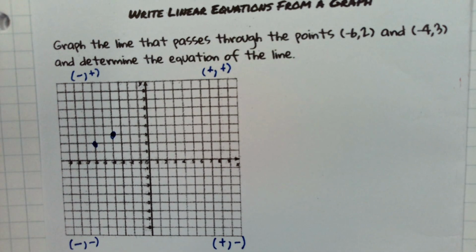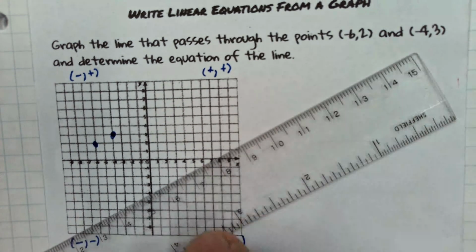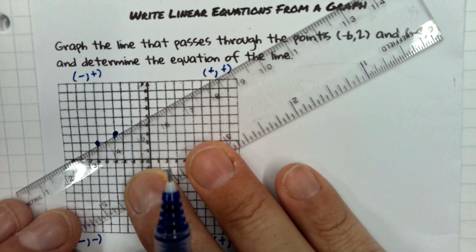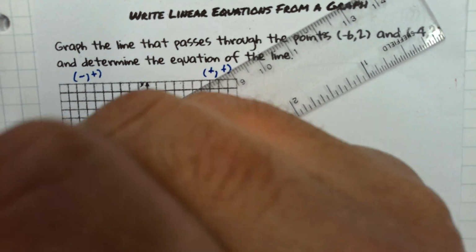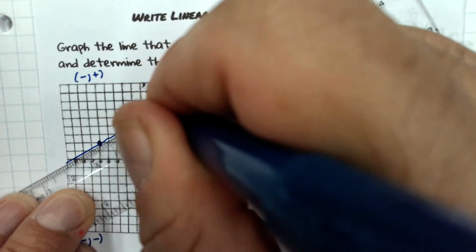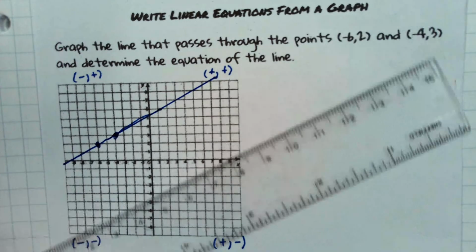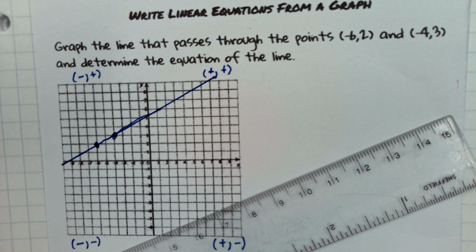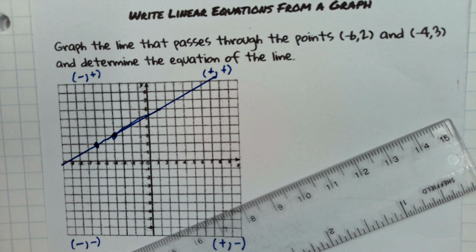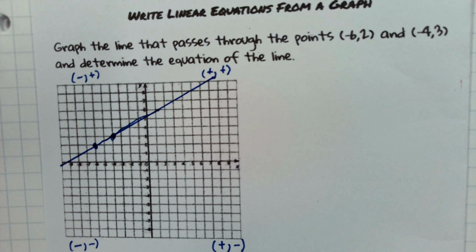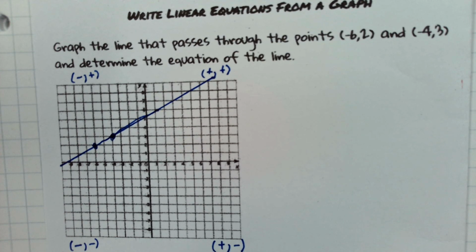Okay, so I got my two points. Let's make those two points. And this is real important. Make sure you graph the line as neatly as you can. Make sure it goes through those points exactly. Because this is going to be, let's see, I just messed up. The little camera boom kind of messed me up a little bit, but that's okay. I think I still got it. Okay. All right.